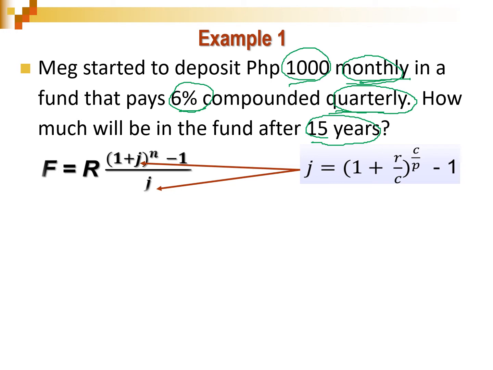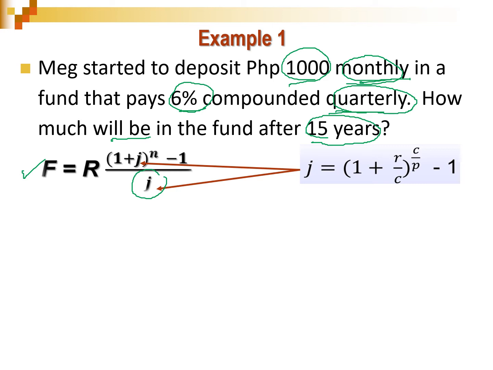And this is looking for the future value because the question here is how much will be in the fund after 15 years. Following this formula, we cannot proceed right away unless we know the value of J. So we have to solve first for the value of J here.